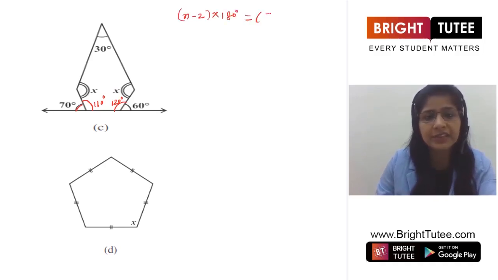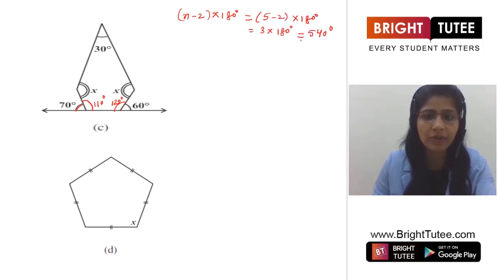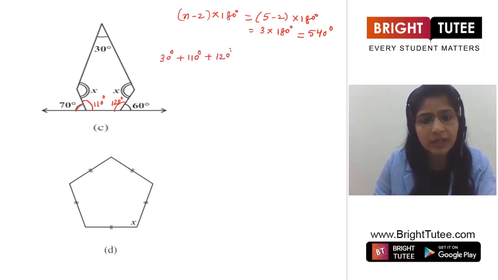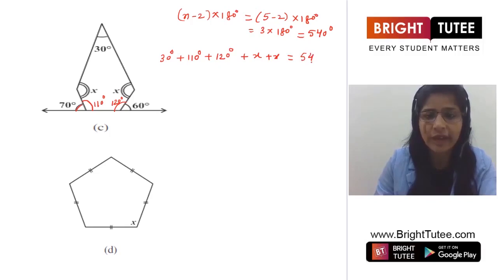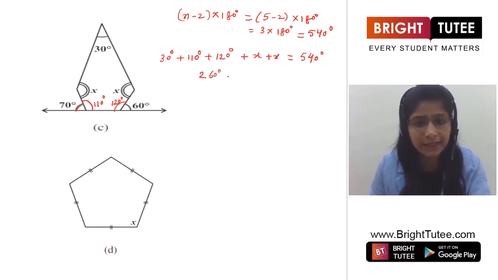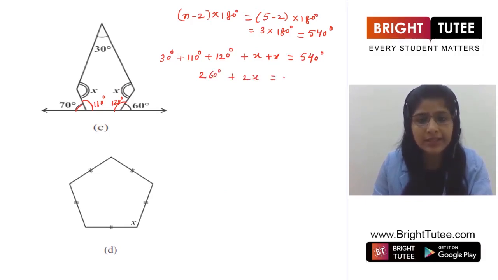N is the number of sides, so (5 minus 2) into 180 degrees, that is 3 into 180 degrees, which is 540 degrees. So this is the sum of angles. So we will add 30 degrees plus 110 degrees plus 120 degrees plus x is equal to 540 degrees. So we have 260 degrees plus 2x is equal to 540 degrees.